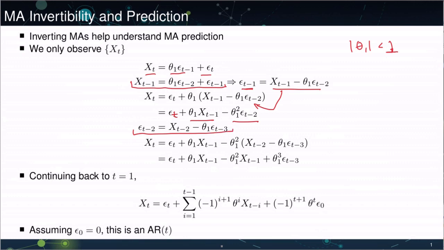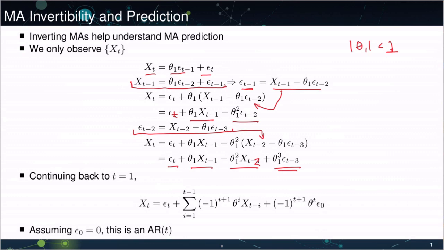Just convert it to be x_t minus 2 minus theta 1 epsilon t minus 3, which we then take and plug in again. We solve out, and we see we get epsilon t plus theta 1 x_t minus 1 minus theta 1 squared x_t minus 2 plus theta 1 cubed epsilon t minus 3. So we've seen, just going back 2 steps, we get 2 x_t's and we get another epsilon t.